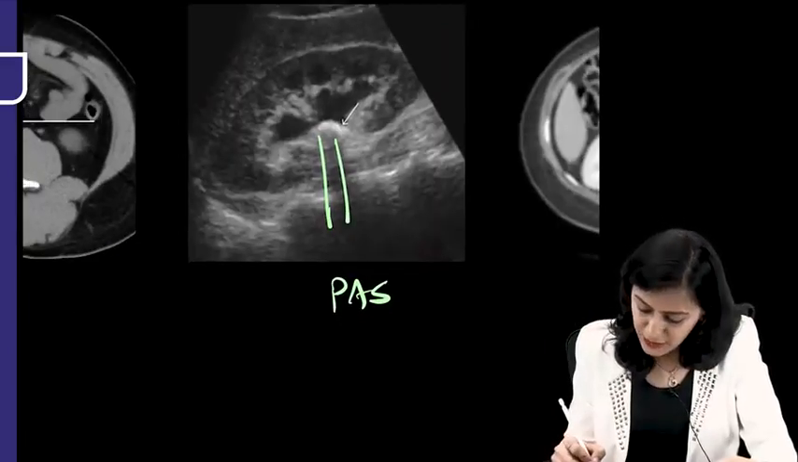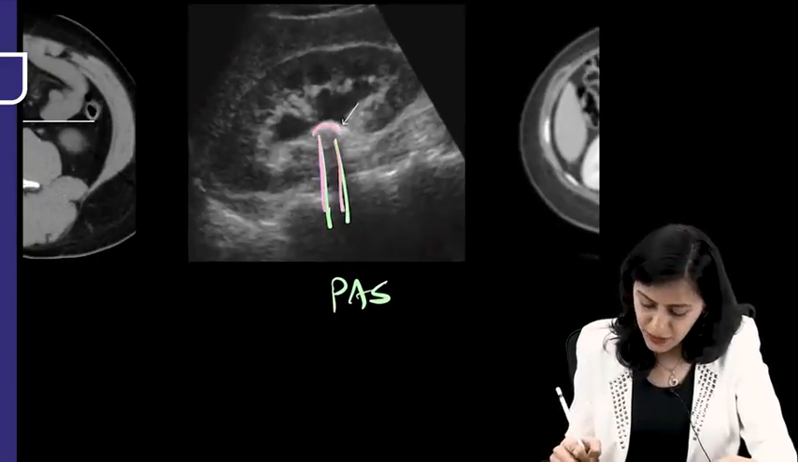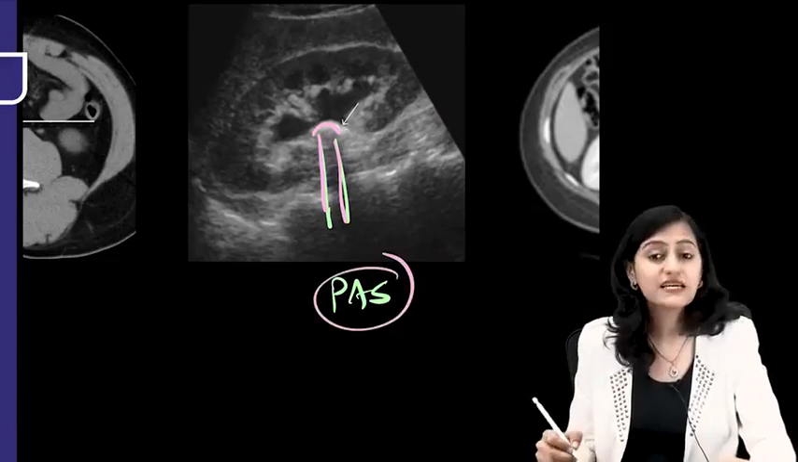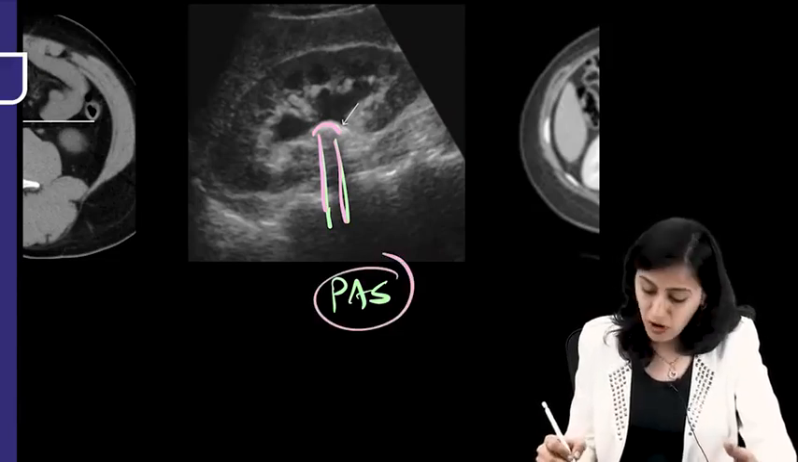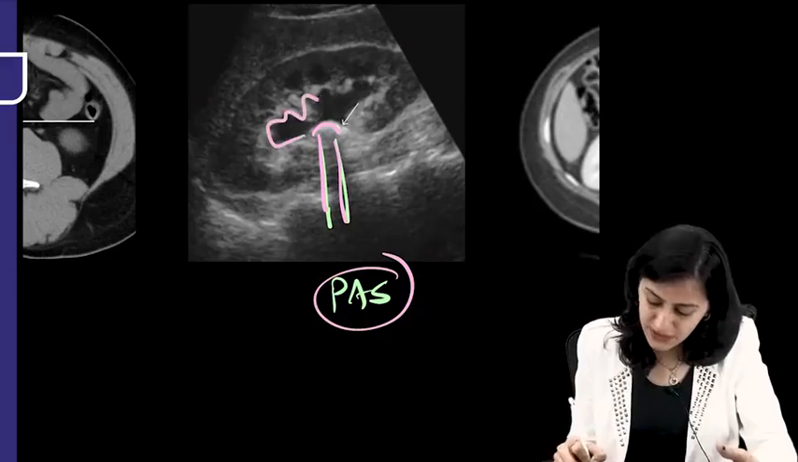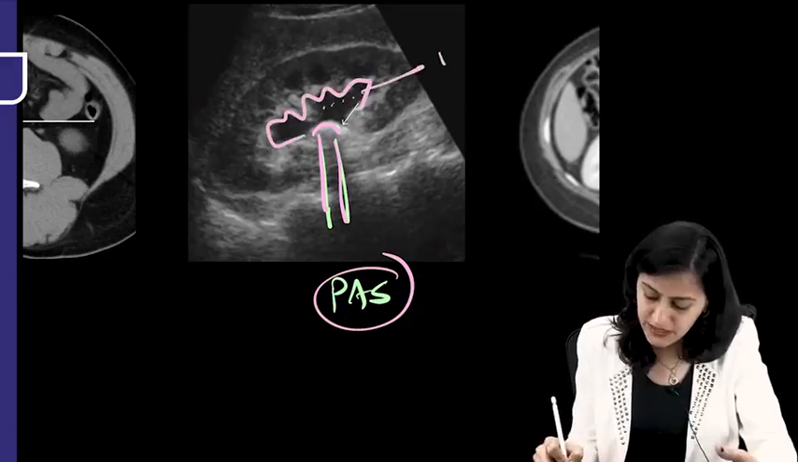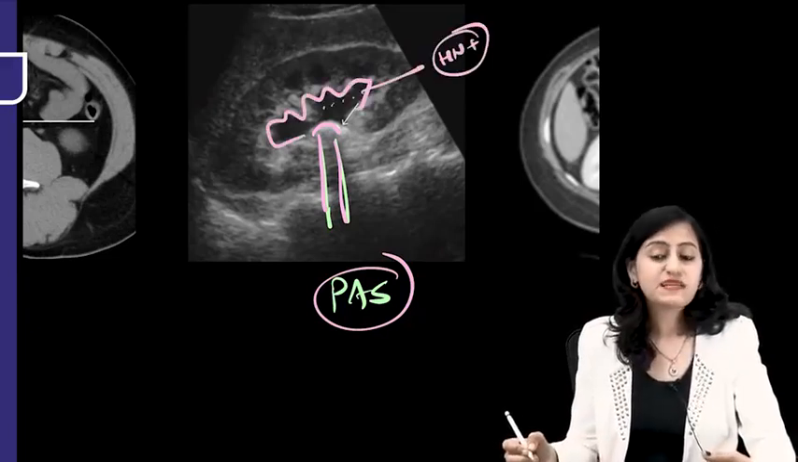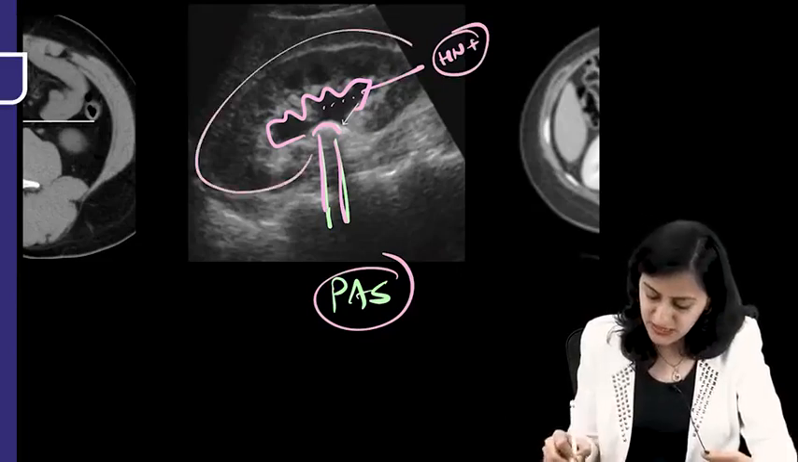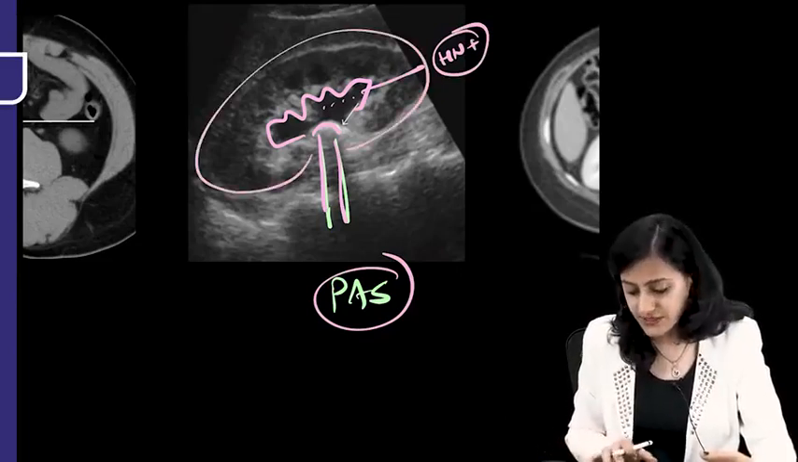This is an ultrasound showing the stone in the kidney. Why do I call it stone? Because there is posterior acoustic shadowing. Is it obstructing? Yes. Why? Because I can see this black fluid here. There is hydronephrosis which is present here. So this is the kidney with the stone and the hydronephrosis.